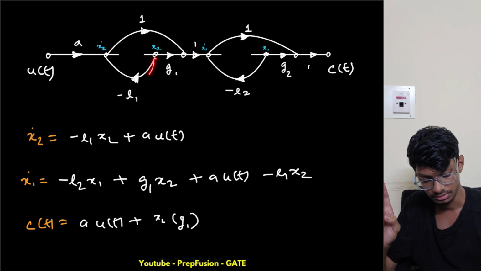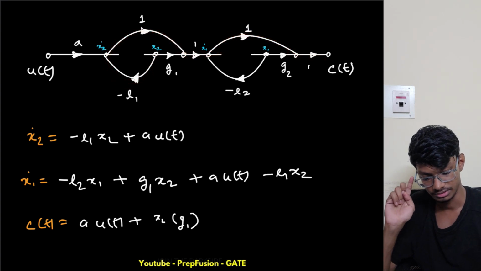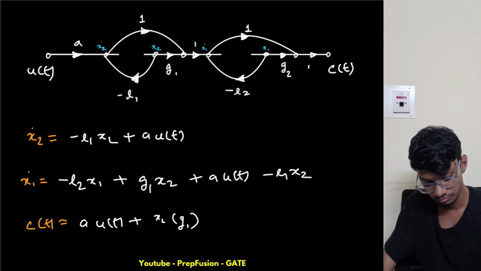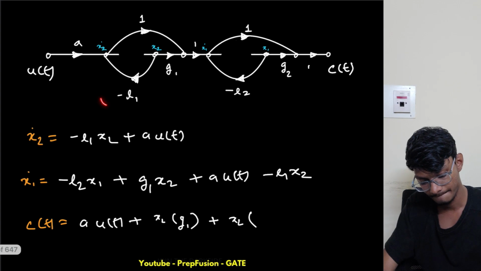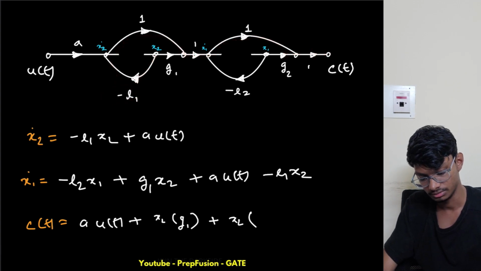Is there any other path? I can go like this one also, right? So yeah, this is also again another interesting thing. I can go like this one also. Okay, so my x2, x2 times minus L1 into 1, right? So this is minus L1, right? Now plus basically whatever this x1 is times g2. So this is simple only.